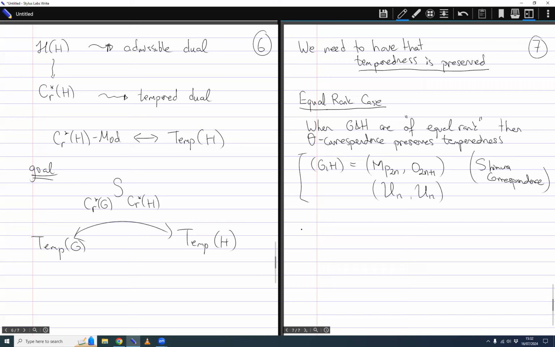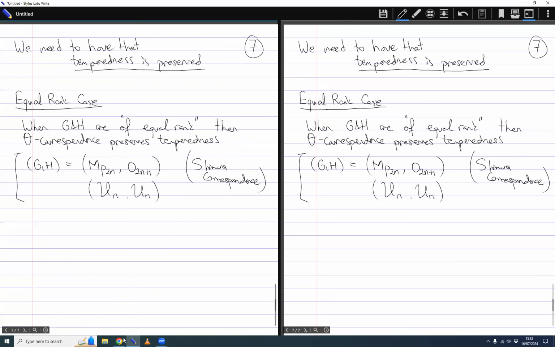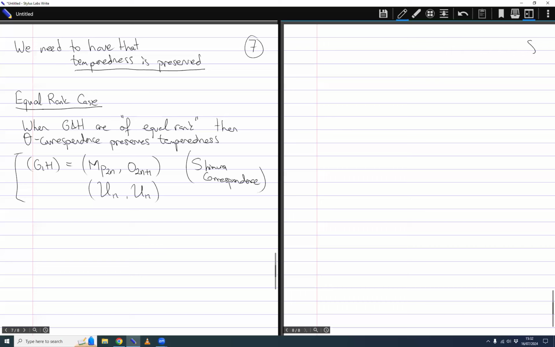And so the theorem, basically what we prove in this setup, let me just at least put a statement of a theorem.